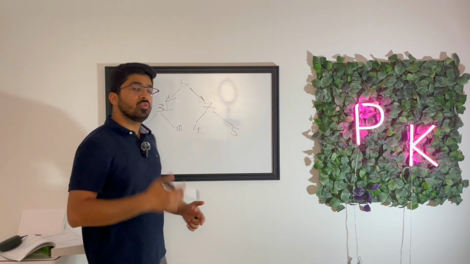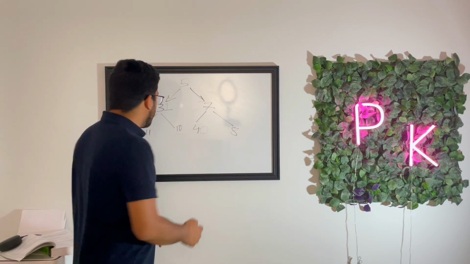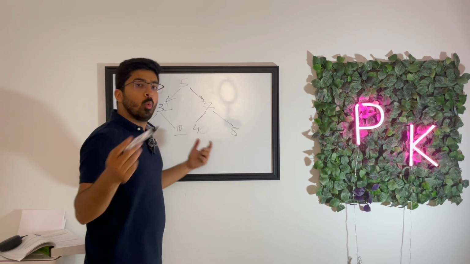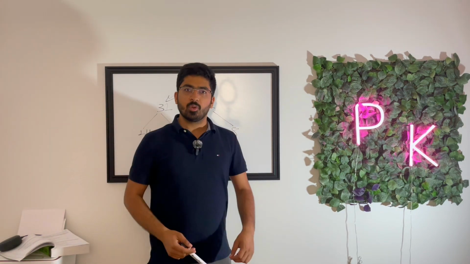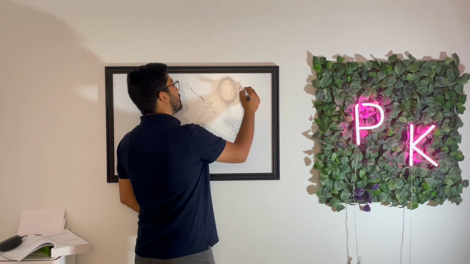Again, the worst case to find a number here is O of n. Why? Because let's say we have to find the number 40 or the number 10. What do we have to do? We have to go through each and every element once. That's the worst thing that can happen when it comes to a binary tree. Therefore, again, the time complexity is O of n.